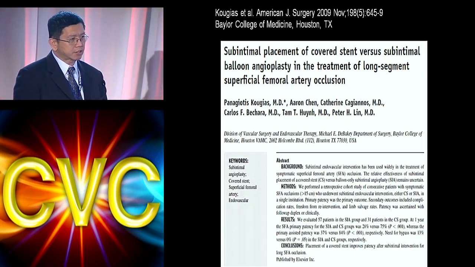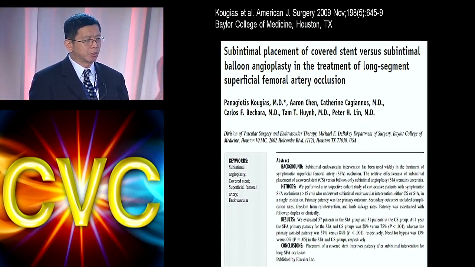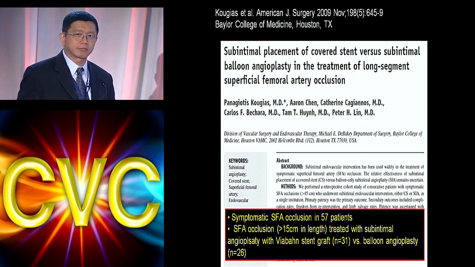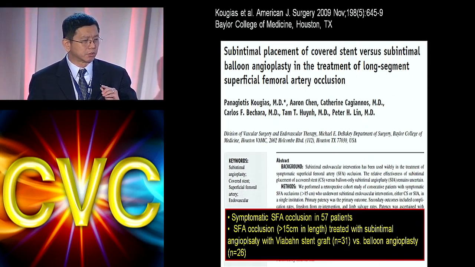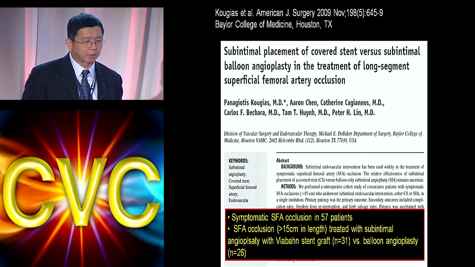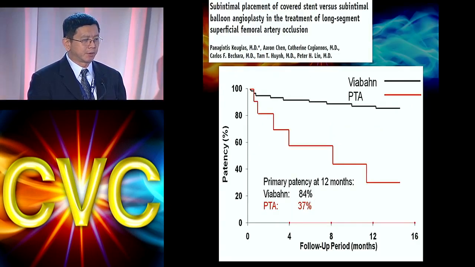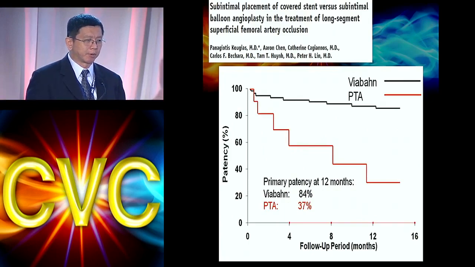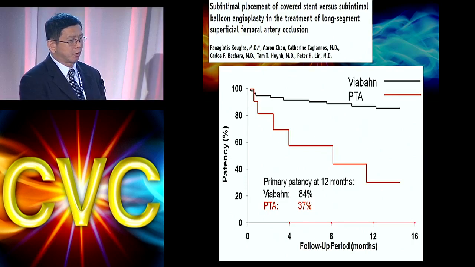This study came from our group several years ago, in which we looked specifically at patients with a long SFA occlusion. We defined long SFA occlusion as a 15 centimeter occlusion, and we looked comparatively at Viabahn versus balloon angioplasty. And not surprisingly, the Viabahn stent, which is a covered stent graft, compared to PTA, has significantly better results at 12 months.